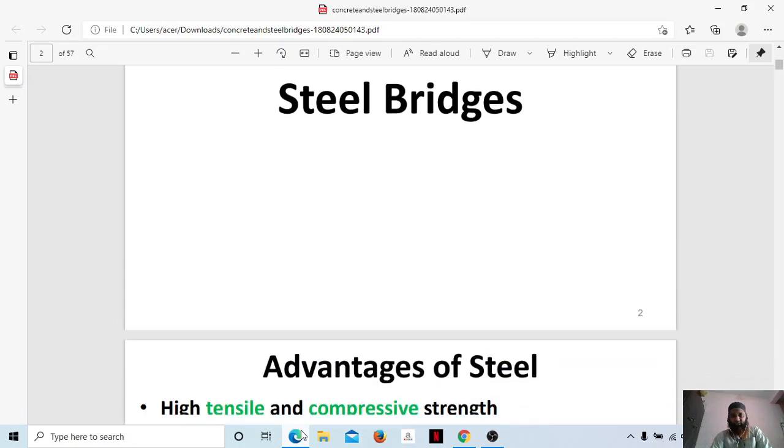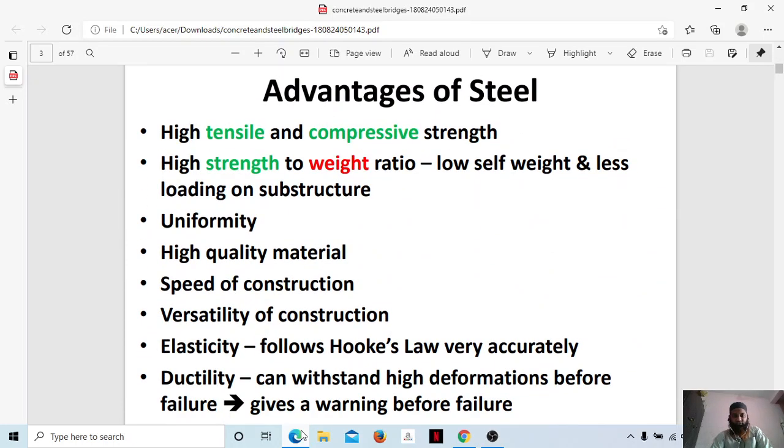Steel bridges. Let us see what are the advantages of steel bridges. They have high tensile and compressive strength. As you can see, different types of loading come onto this bridge, so they should be able to resist this loading. So they should have high tensile as well as compressive strength, so that it can resist the loading coming onto it.